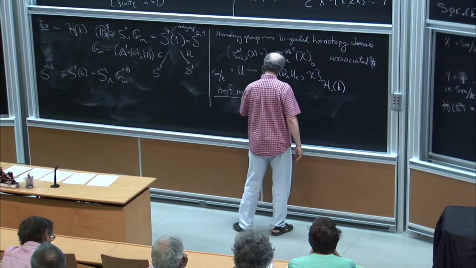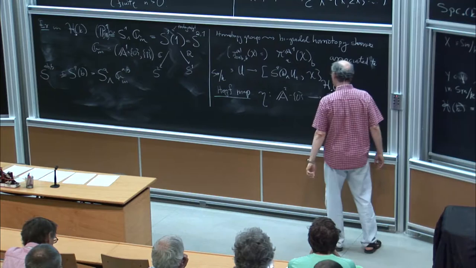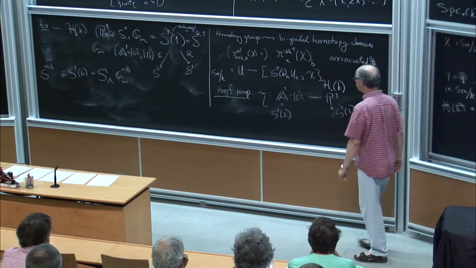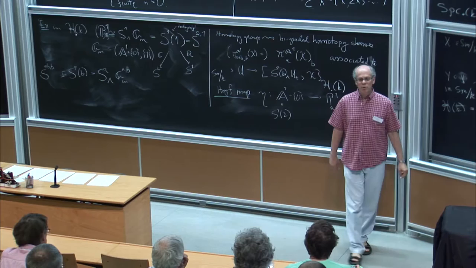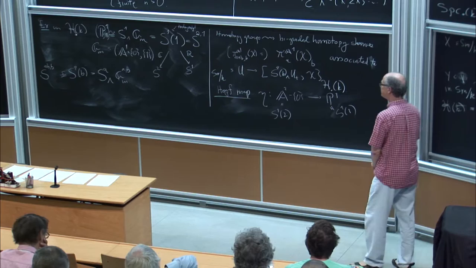It's A2 minus the origin mapping to P1. So P1, I said, was an S1 of weight 1, and this thing turns out to be an S1 of weight 2. Right? If you take the complex points, it becomes an S3. If you take the real points, it's an S1. The R2 minus the origin is an S1. Okay, that's the algebraic Hopf map. Good.